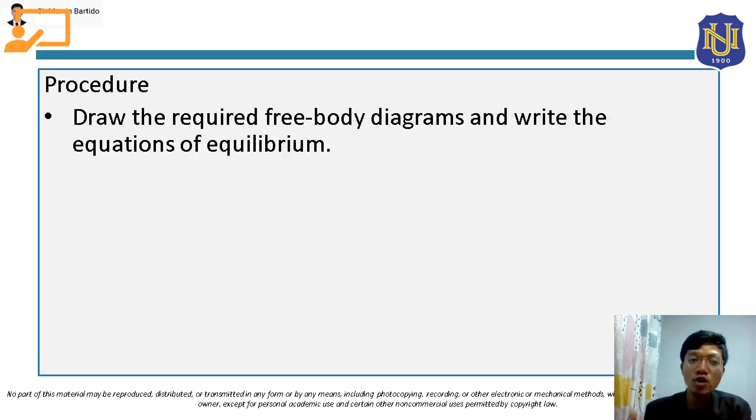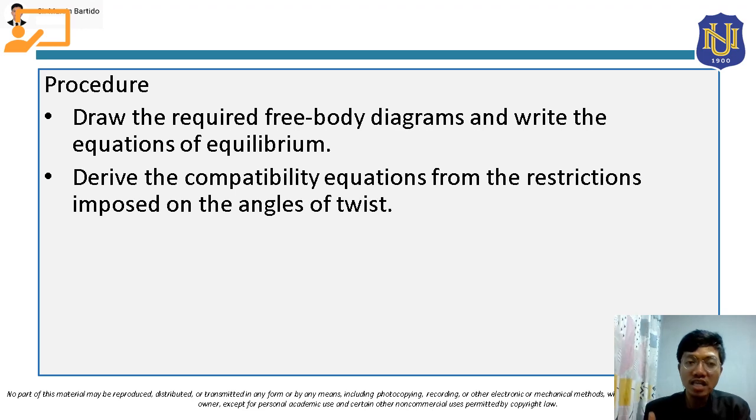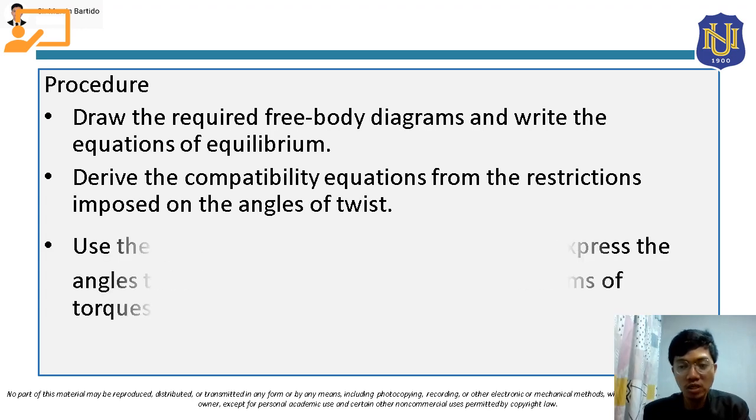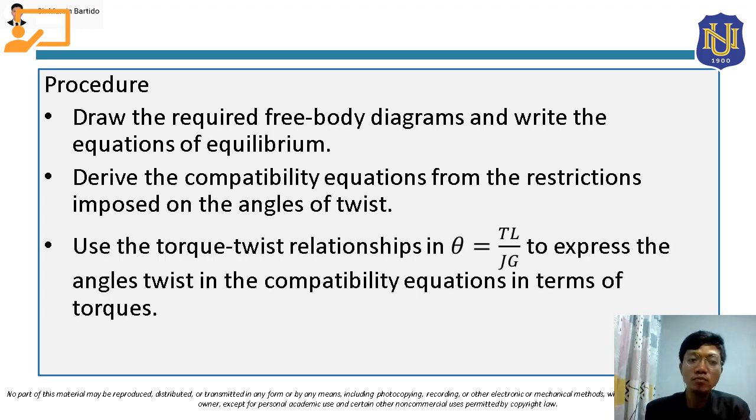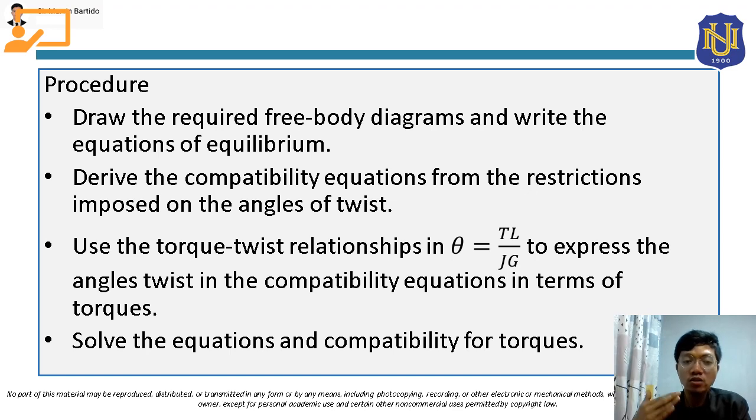Here's the summary of the procedures in solving statically indeterminate problems in torsion. The first step, you have to draw the required free body diagrams and write the equations of equilibrium. The second step, you have to derive the compatibility equations from the restrictions imposed on the angles of twist. For the third step, use the torque-twist relationship theta is equal to TL over JG to express the angles of twist in the compatibility equations in terms of torques. And lastly, you can now solve the equations of equilibrium and compatibility for the torques.